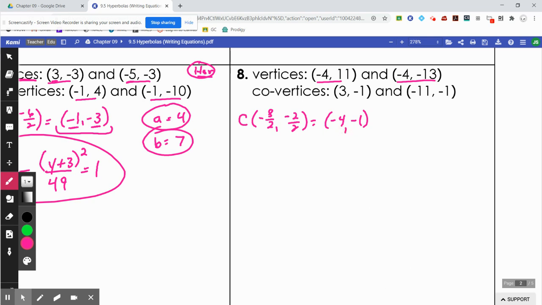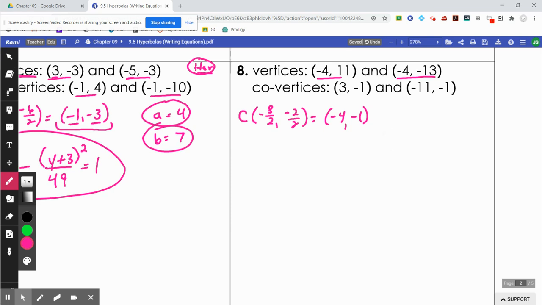Next up, let's go ahead and find our A and B values. It doesn't really matter what order you do these in. Your A value is going to be half the distance between your vertices. Your B value is half the distance between your co-vertices. The distance between this vertex and this vertex is 24, so your A value is 12. The distance from this co-vertex to this co-vertex is going to be 14, so your B value is 7.